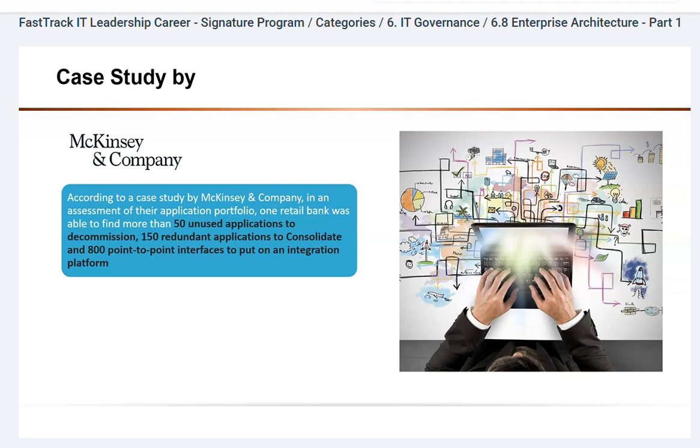And there were 800 point-to-point interfaces. That means the applications are exchanging the data from this application to that application. The right way is they all should be connected to an integration platform. So there won't be point-to-point exchange, but they'll go with a much better fashion of something called an enterprise bus or integration platform, which helps maintain the connections and the data exchange properly.